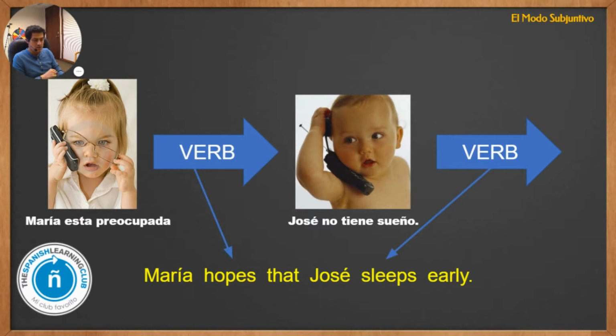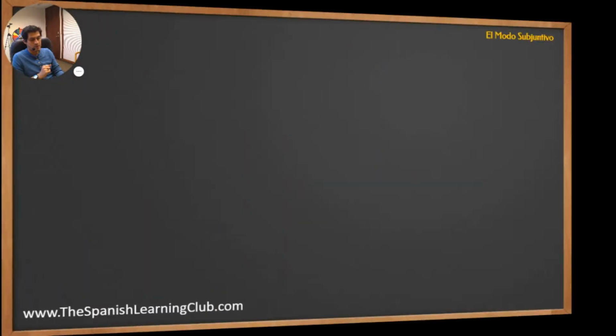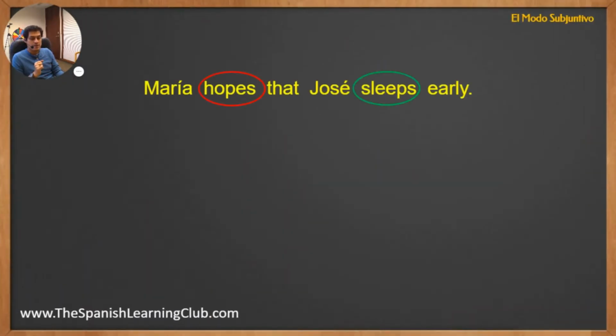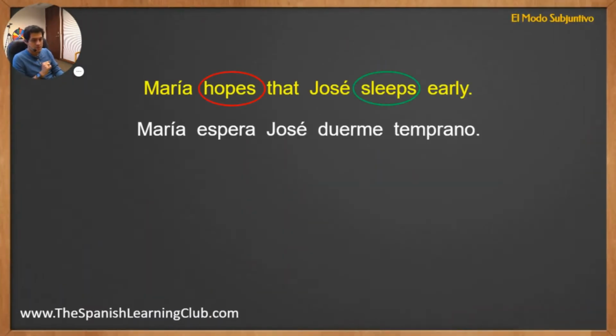You can see here the two verbs, okay? The first verb is an emotional verb, and the second verb will be the verb in subjunctive. This is how it goes. We will have here verbs 1 and 2. The verb 1 is going to be the emotional verb, and the second verb will be the subjunctive verb.